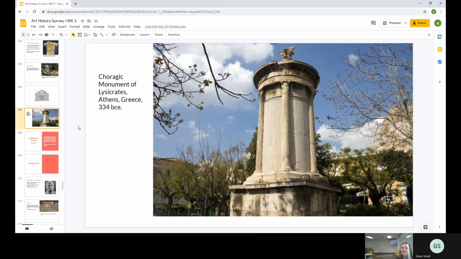But it shows off that they are getting better at doing different shapes in architecture, even if it's just for silly things, like a trophy.